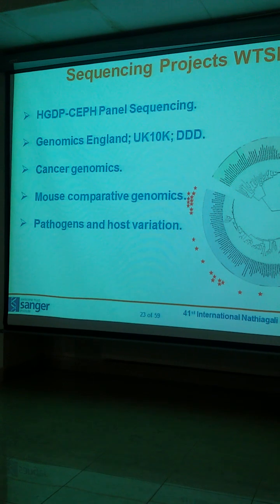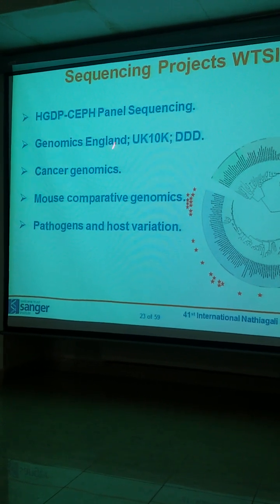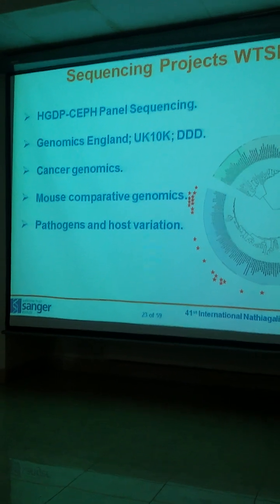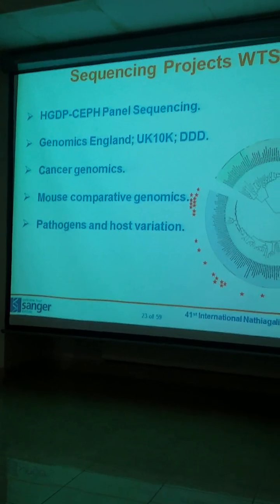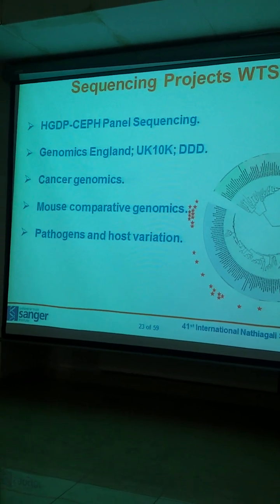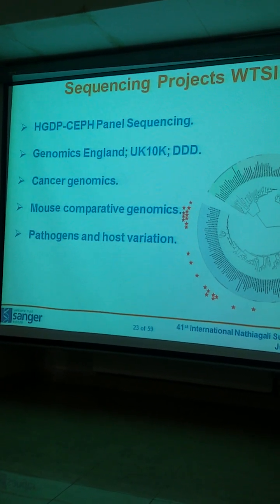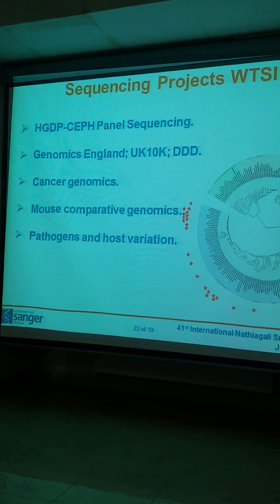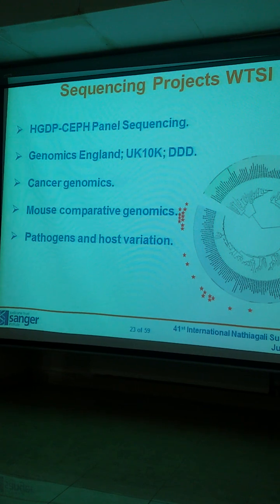Genomics England is the 100,000 genomes project, which includes 50,000 cancer genomes and 50,000 genomes from people with Mendelian and rare disorders. And of course, you've got literally thousands of cancer genomes, which Wesley was talking about, coming through the Cancer Genome Atlas and the Cancer Genome Program, both at the Wellcome Trust and elsewhere.